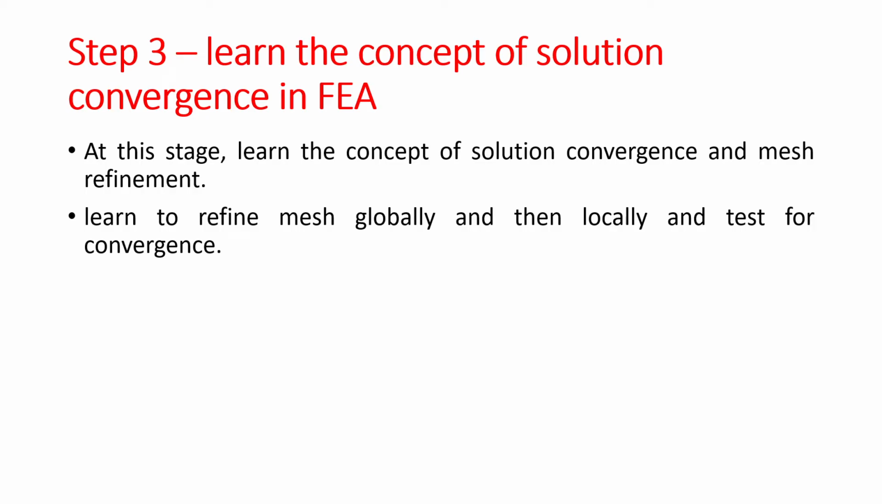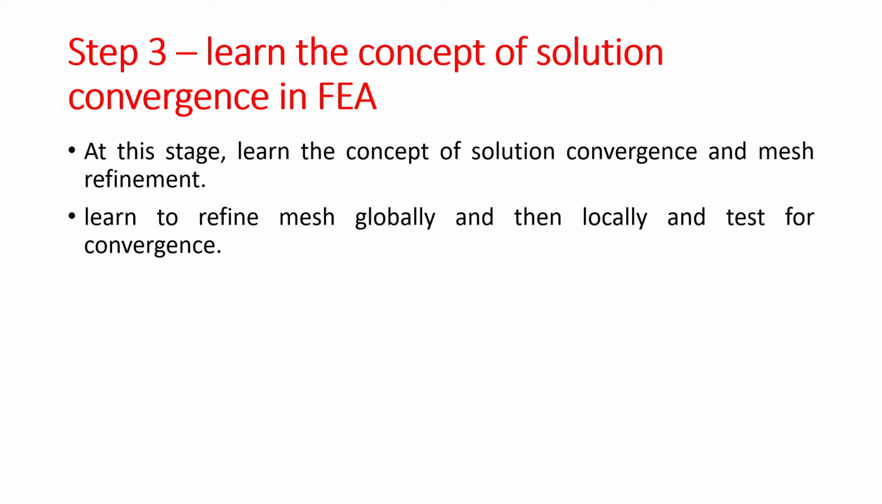Step three will be that you have to learn the concept of solution convergence. Meshing is a part of the FEA process, and when you mesh a structure, just a random mesh will not do. You have to follow some procedure. So you read about the concept of solution convergence. Basically, you keep refining the mesh till the difference between the results is not very high, till the solution does not change by much.